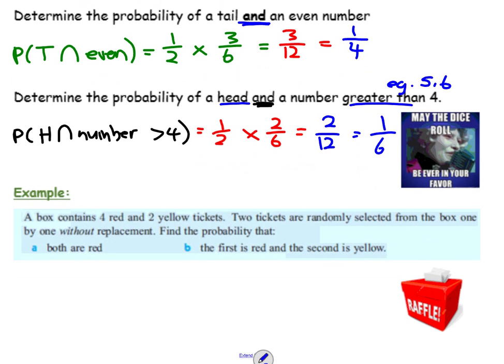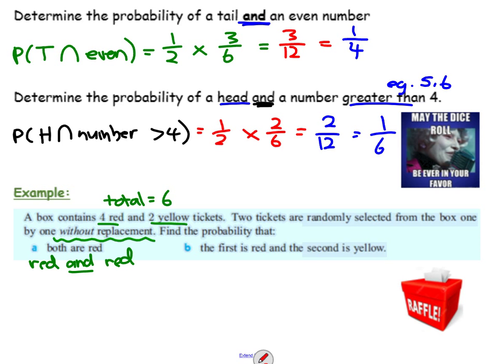Let's move down to a different example this time. So I've got a box that contains 4 red and 2 yellow tickets. So a total of 6 tickets in total. 2 tickets are randomly selected from the box, 1 by 1, without replacement. That's really important, without replacement. So after they've taken the first ticket out, there's only 5 tickets left to choose from. Find the probability that both are red. So that's like saying a red and a red.